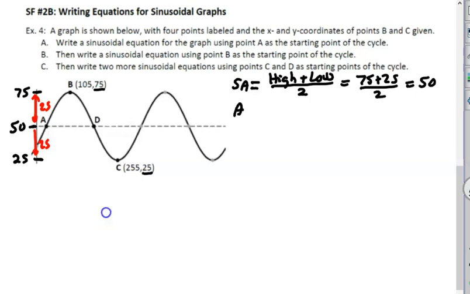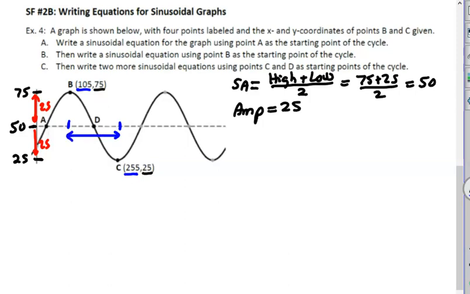Of course, now that I know the sinusoidal axis and the high and low points, it's very easy to determine that the amplitude is 25. So using the y-coordinates of the two given points, you can find those two pieces of information. Now I need to figure out what I can learn from the x-coordinates of the points. So I have two x-coordinates, 105 and 255. So 105 to 255 would give me this distance from here to here.